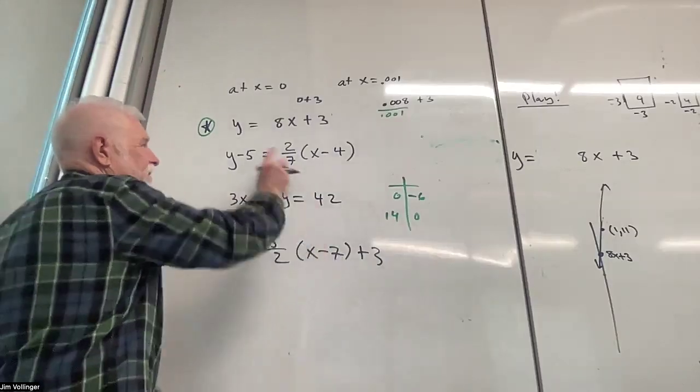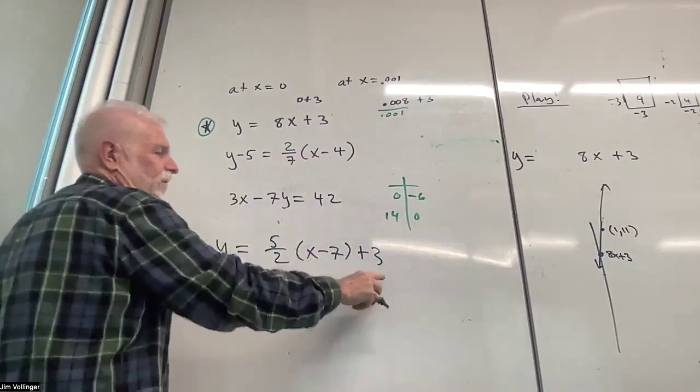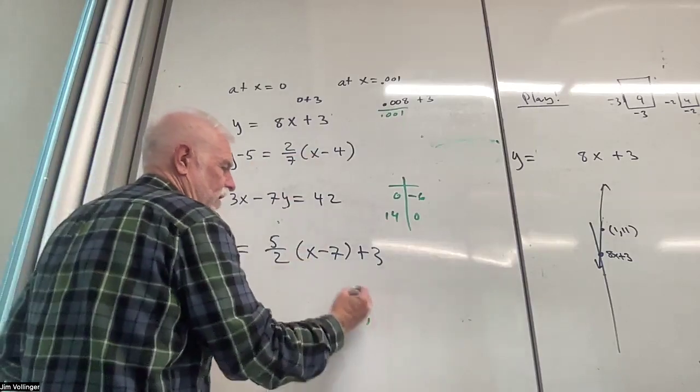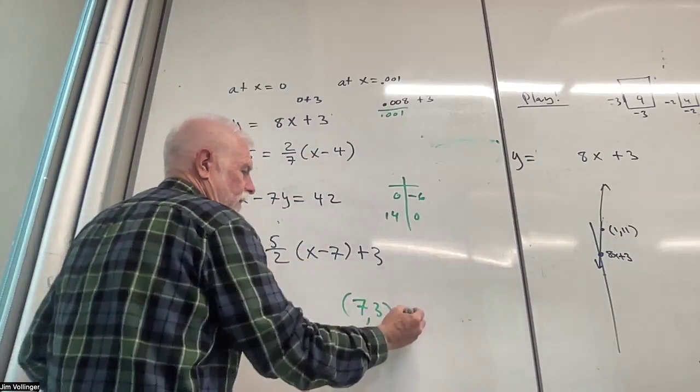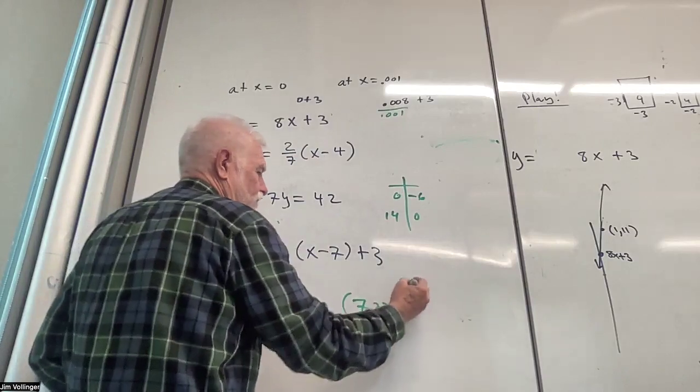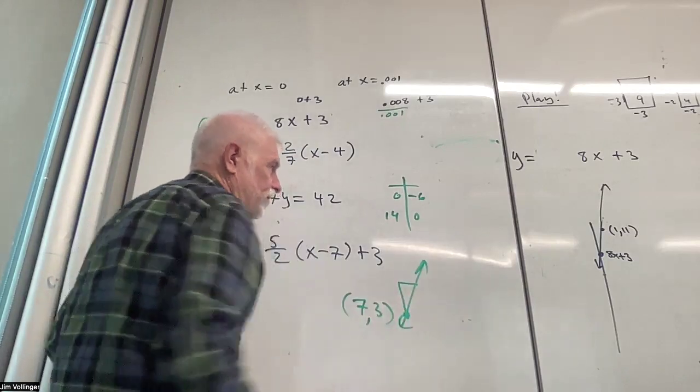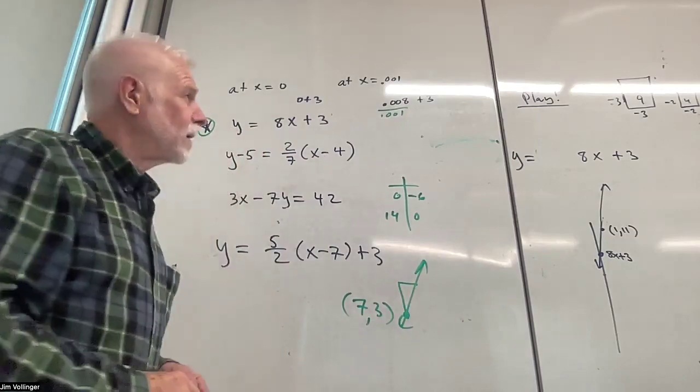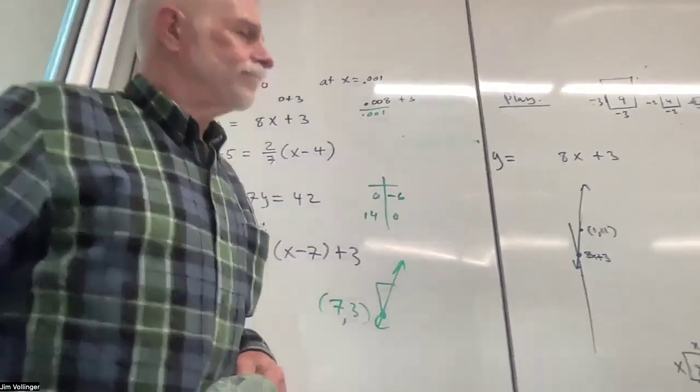And this is exactly the same as point slope. It's just easier to read. I'm at location 7, 3. And I'm going up 5 and over 2. And I have a feeling for that. So nothing new there. All right.